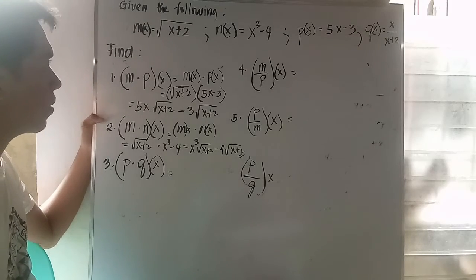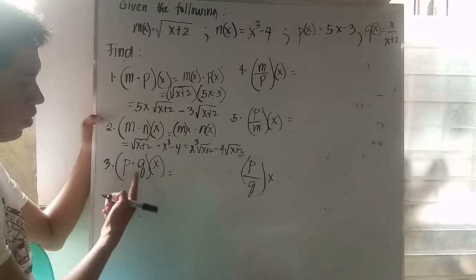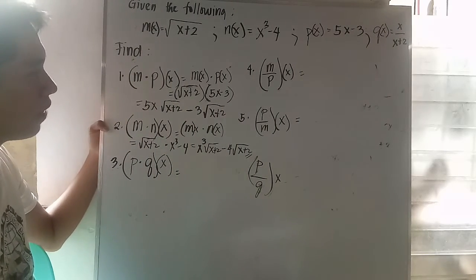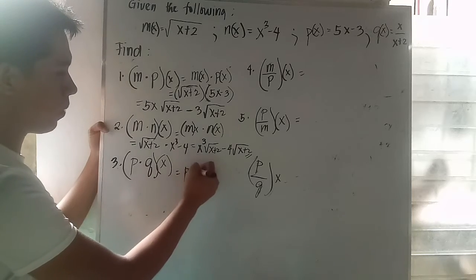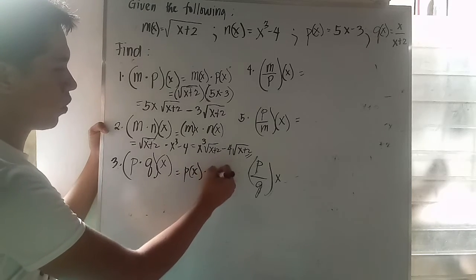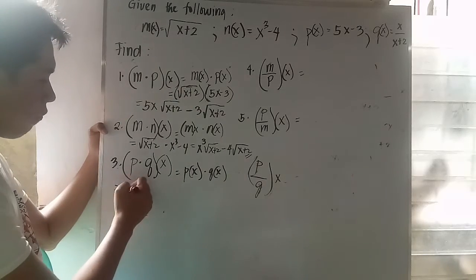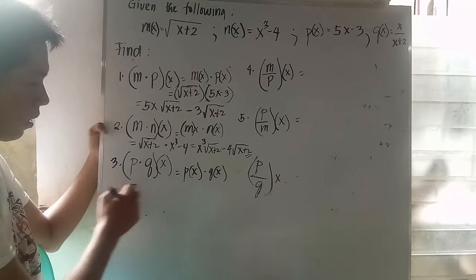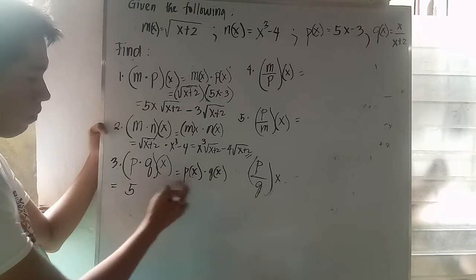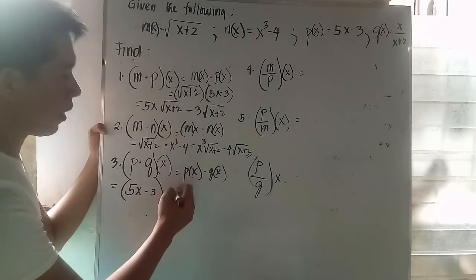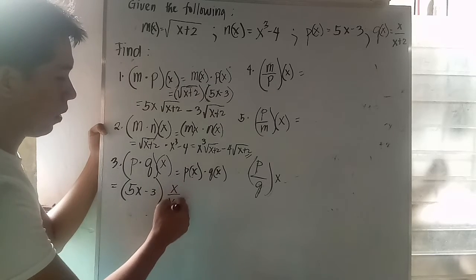Okay? So next, the product of p and q. Our p of x, so this means p of x times q of x. What is our p of x? We have 5x minus 3, times q of x, we have x over x plus 2.